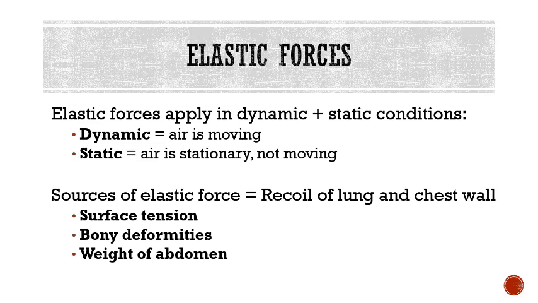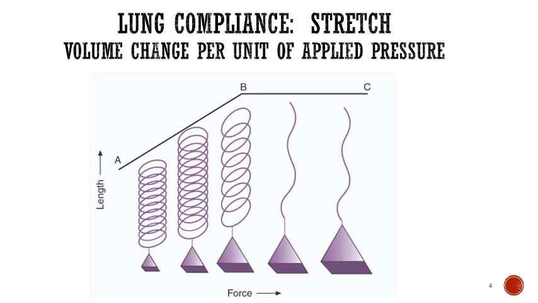Again, sources of elastic force or the recoil of the lung and chest wall are going to be surface tension, bony deformities, which is just your skeletal system, and then the weight of the abdomen. We are also going to be talking about lung compliance. So, in the same way that I have mentioned recoil, the lung kind of wanting to snap back into its original position, you also have something called lung compliance, which is how much your lung stretches. You can write on a flashcard, lung compliance equals stretch.